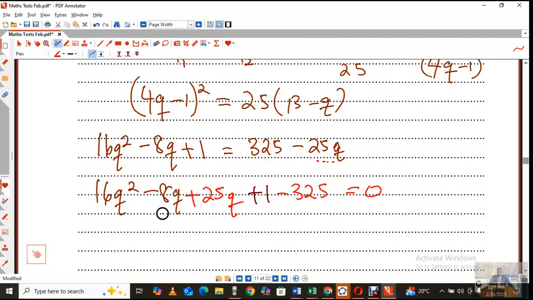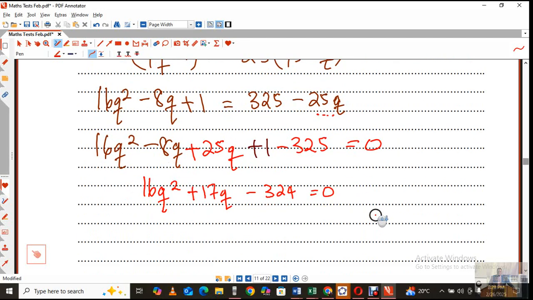Eventually, this should give you 16q squared, and 25 minus 8. 25 minus 8 is nothing but 17q, and then this is going to be minus 324. Very horrible thing, but you can use the quadratic equation formula, or you factorize, you will definitely get the answer.